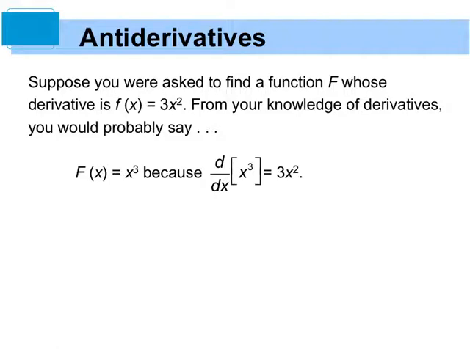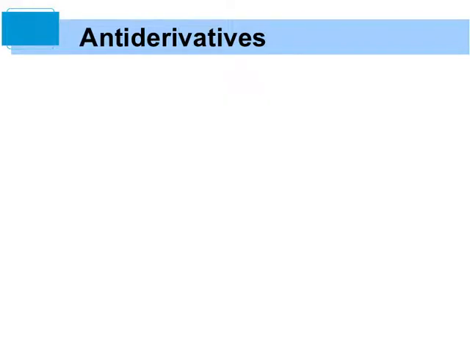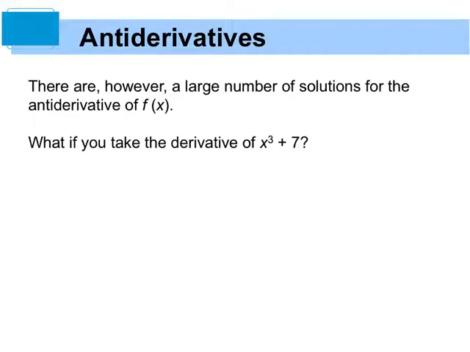So if I start with a function x cubed, I take the derivative of x cubed, I get 3x squared. Now we're going to go backwards. Oh, by the way, it's called antiderivative. We knew that. Astute observation, my young friend. If I take the derivative of x cubed plus 7, I get 3x squared. If I take the derivative of x cubed minus 12, I get 3x squared. How many different possibilities are there? There are an infinite number of answers.